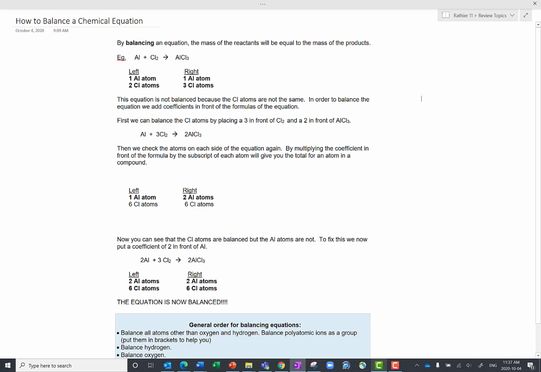Now, how do we do that? So how do we go from a skeleton equation to a balanced chemical equation? So again, we're connecting here to the law of conservation of mass by saying that the mass will be equal on both sides. So in this skeleton equation, I have aluminum reacting with chlorine to produce aluminum chloride. And when I just move left to right and I count up my atoms, on the left-hand side in the reactants, I have 1 aluminum atom and I have 2 chlorine atoms.